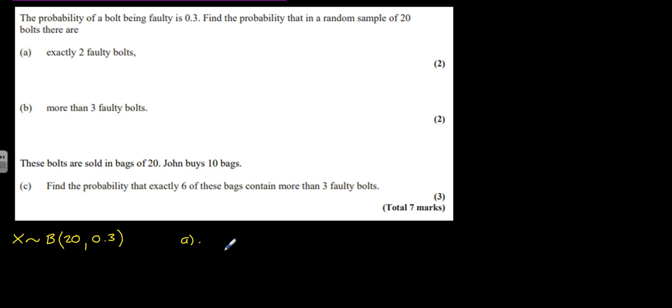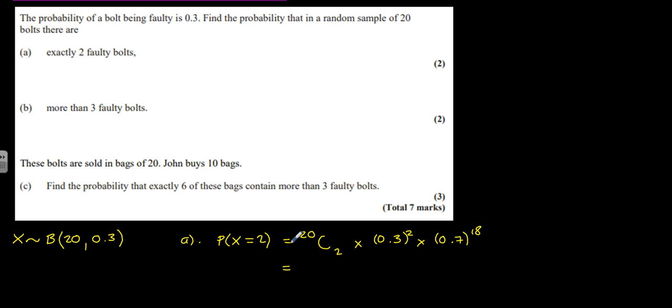So the probability that there are exactly 2 faulty bolts is the probability that X equals 2. And to calculate that, we're going to use our nCr calculation, which is what we always use when we have X equals a number. So we have 20C2. That's the number of ways you can have 2 faulty bolts out of a sample of 20, multiplied by the probability of success, which is 0.3, to the power of 2, that's our 2 successes, multiplied by 0.7 to the power of 18. If there are 2 successes, there must be 18 failures.